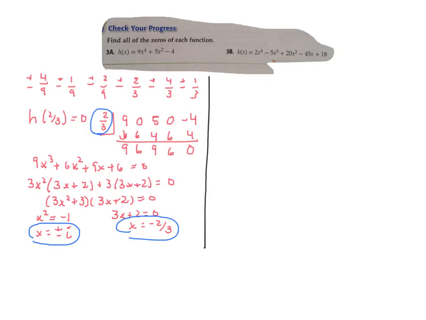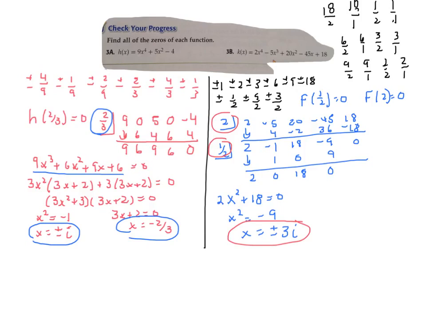I kind of want to show you 3a before we do 3b. I went ahead and found that h of 2/3 was 0, and I divided that out, which left me with this, which I then factored and found the rest of the zeros. You, of course, may have done it differently, but I hope it's making some sense to you. I'm going to now pause and do 3b.